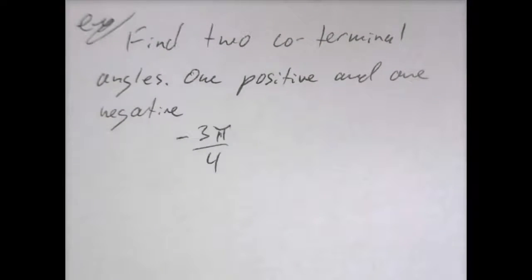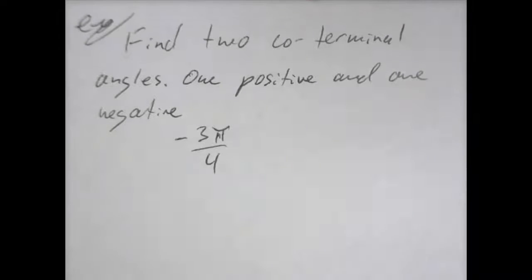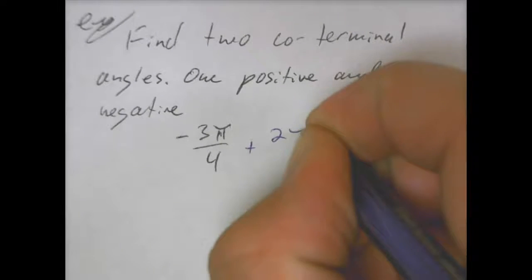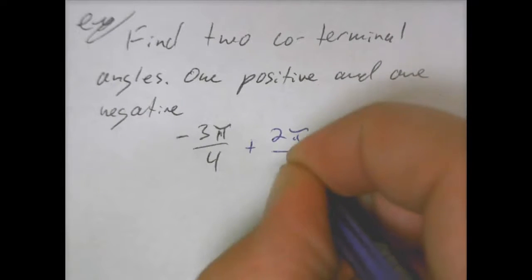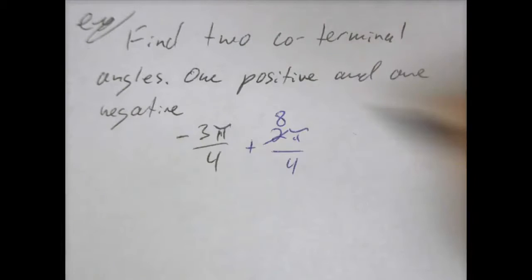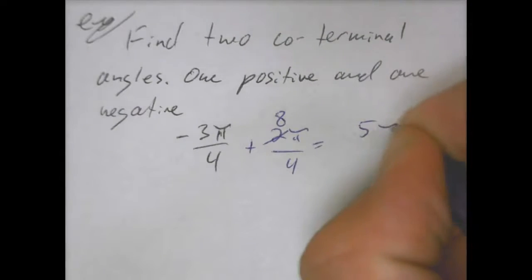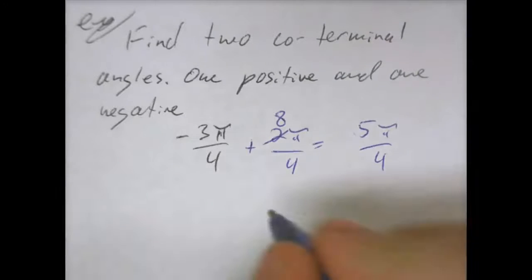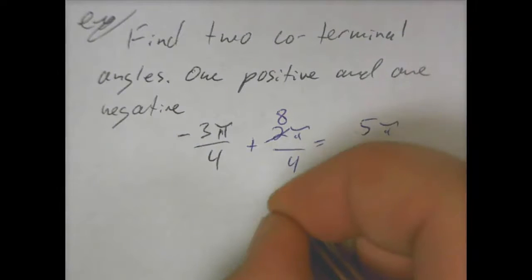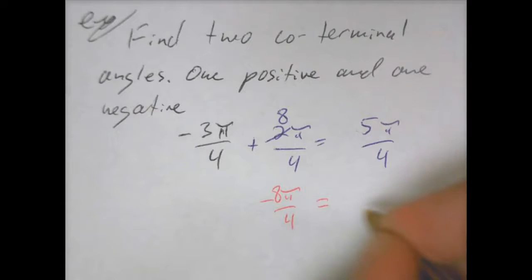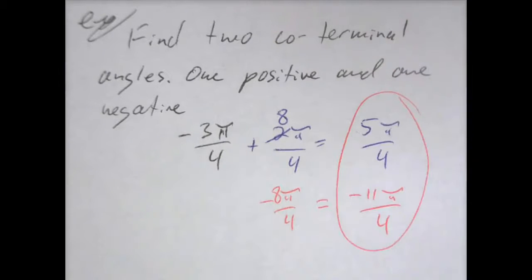Okay, so again, finding coterminal angles. If it's given to you in radians, keep it in radians. So for this one, a full circle, to add it, I could add 2 pi. In order to get a common denominator, that would need to be over 4, so I'd need to change that to 8 pi over 4, such that 8 divided by 4 is 2. So this would be a total of 5 pi over 4 for a positive angle. And then if I subtract the 8 pi over 4, then this would end up being a negative 11 pi over 4. There are my two coterminal angles.